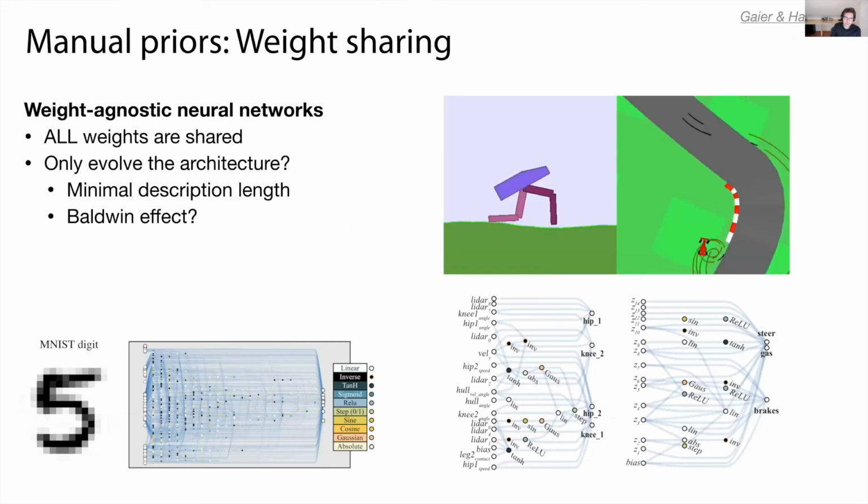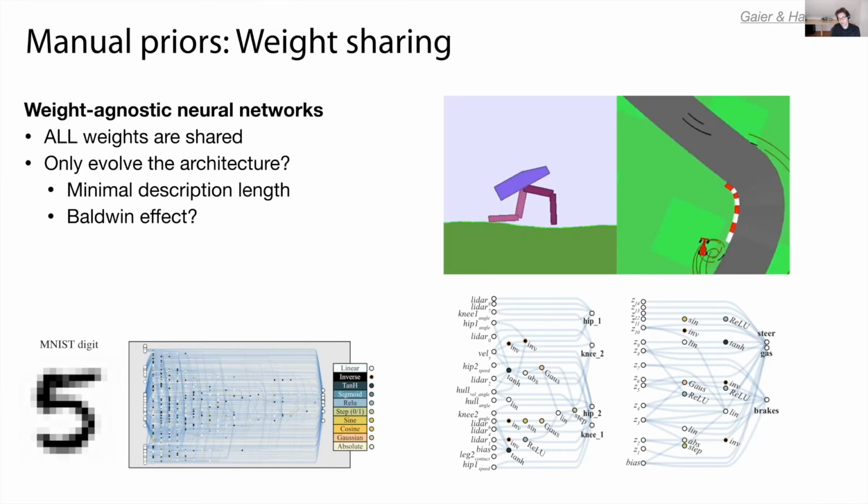Another interesting prior is weight sharing. And this is taken to the extreme in these weight agnostic neural networks, to the extent that all the weights are shared, right? So all the weights in the network are the same, and the only thing you do is learn the architecture. There are extra biases, like a minimal description length, which means that you prefer smaller networks over large networks. And there's also probably this Baldwin effect in evolution.